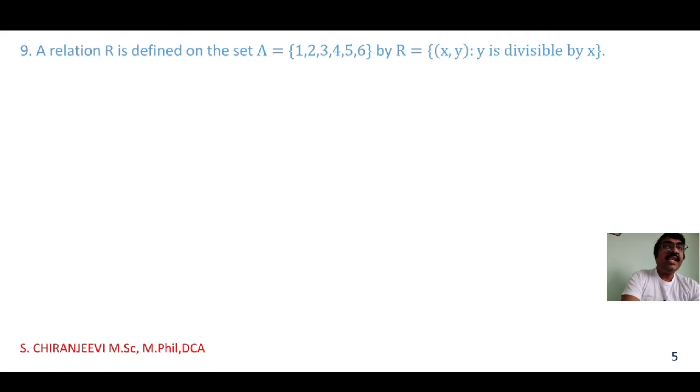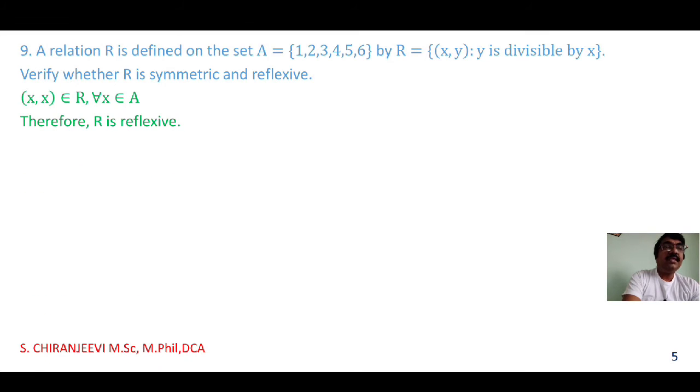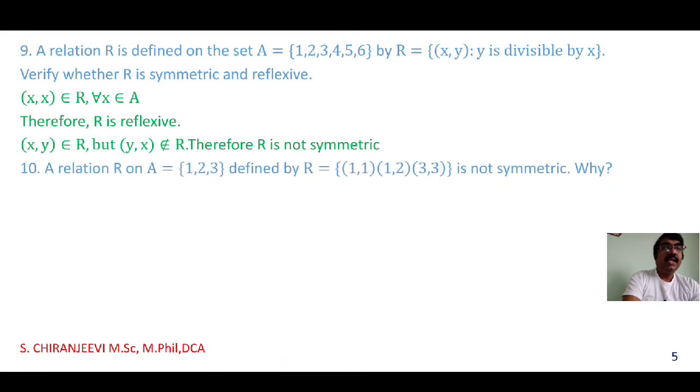Ninth one, a relation capital R is defined on the set capital A equal to {1, 2, 3, 4, 5, 6} by capital R equal to {(x, y) such that y is divisible by x}. Verify R is symmetric and reflexive. So (x, x) belongs to R for all x belongs to capital A, therefore R is reflexive. (x, y) belongs to R but (y, x) does not belong to R. Therefore R is not symmetric.